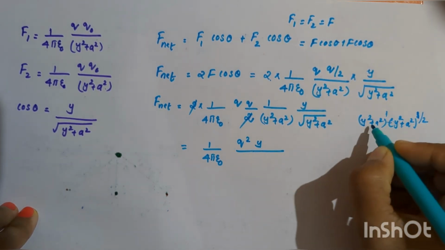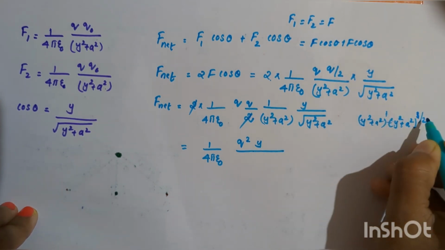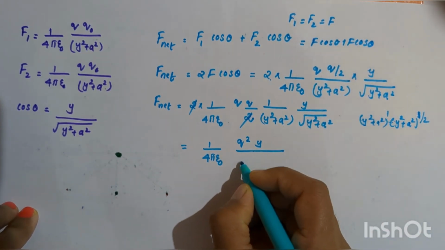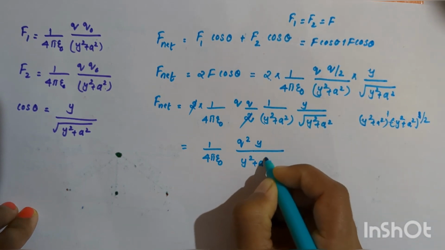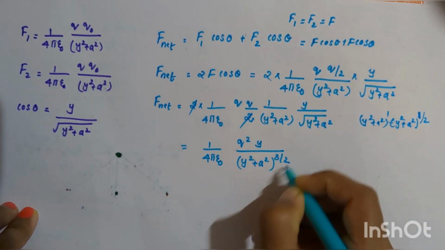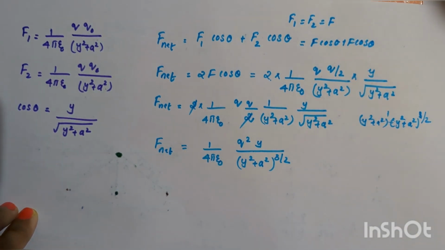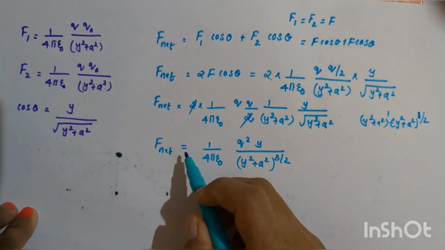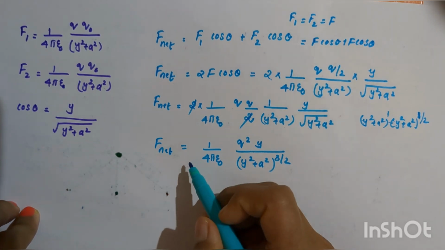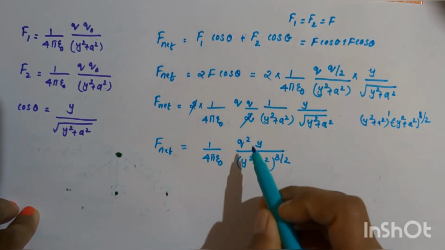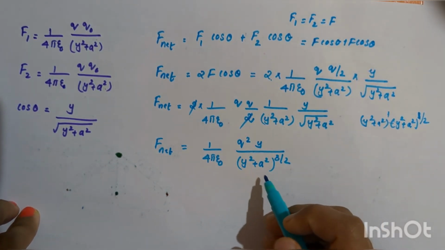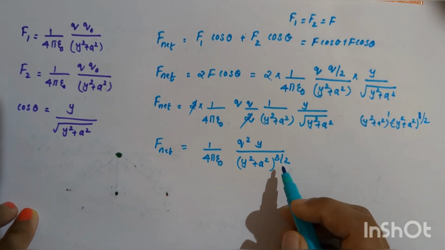So, this is like x raised to m into x raised to n, which is x raised to m plus n, that is 1 plus 1 by 2, which is 3 by 2. So, here you can write it as y square plus a square all raised to 3 by 2. So you see, this is the magnitude of the net force acting on that charge Q0. That magnitude is 1 by 4 pi epsilon 0 Q square y divided by y square plus a square all raised to 3 by 2.